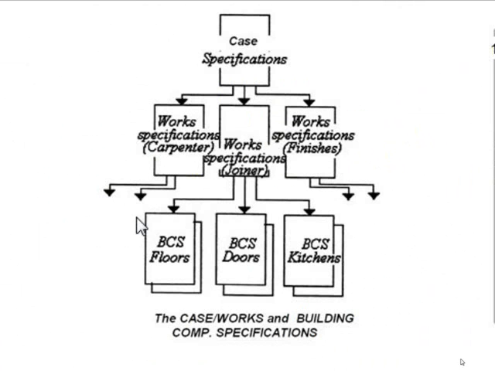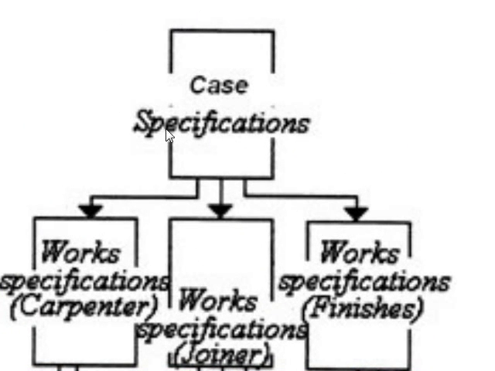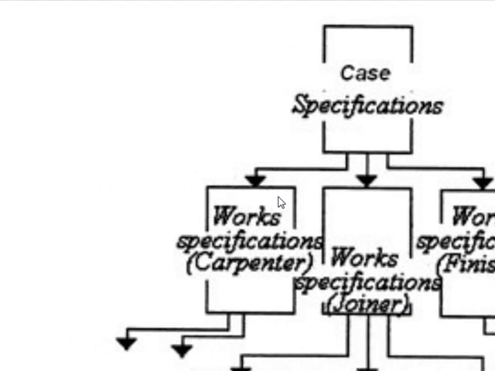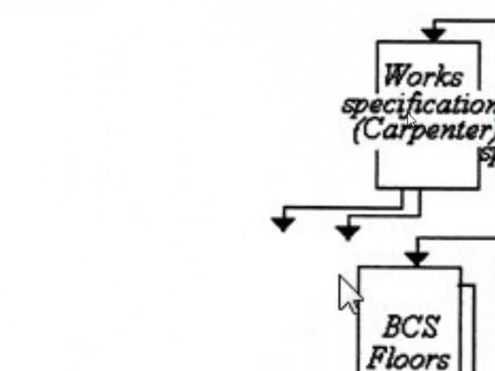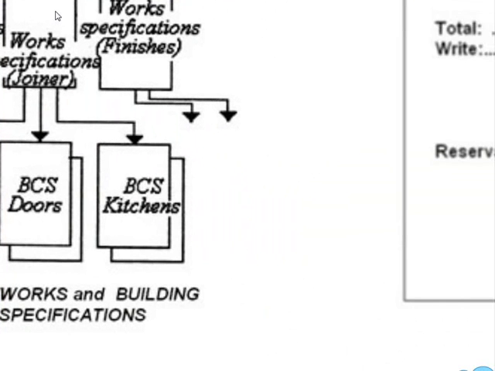In other words, in individual trade contracts, each contractor would be given the case specifications for orientation, and each contractor, depending on which work he's got, will be given his own work specifications. And under each work specifications there will be a number of building component specifications. For example, here under this one there are under the joiner is the person who does the furnishings inside the house. He has to do the floors, the doors and the kitchens. In other words, a type of carpenter.